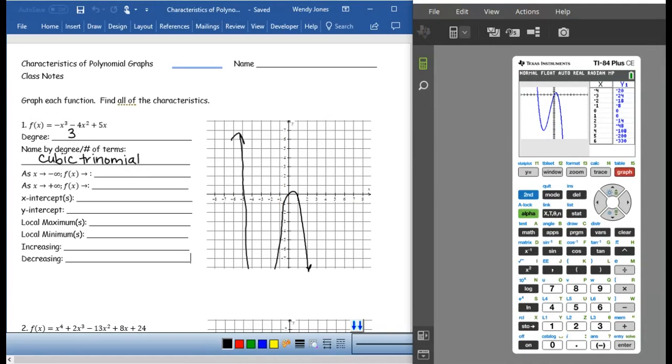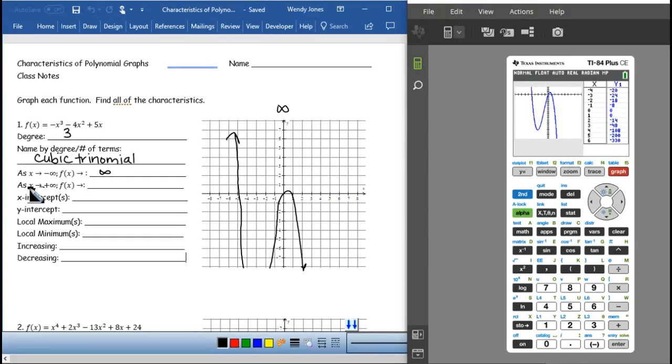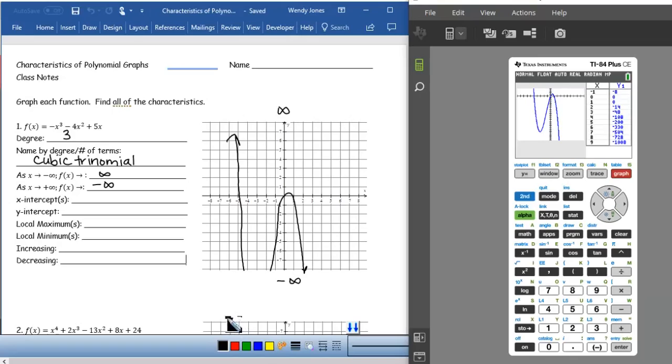Now we're going to do our end behavior. Remember, when it says that x is approaching -infinity, we know it's talking about the left side of our graph. So where is the left side of our graph headed? It's headed to positive infinity. When it says as x approaches positive infinity, it's talking about the right side of our graph. Where is our graph headed? On the right side? To negative infinity.